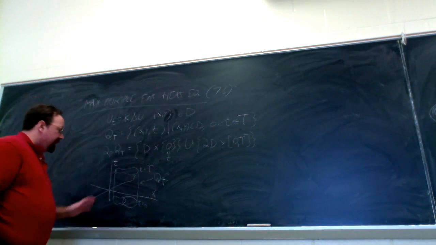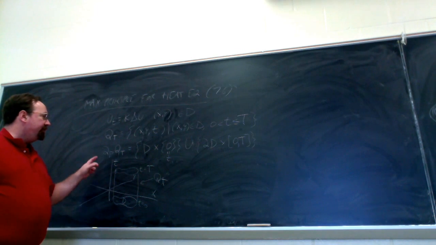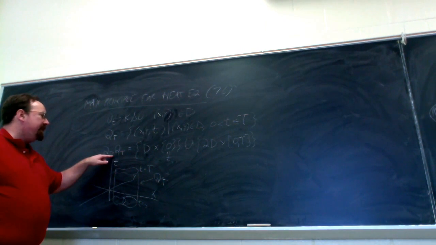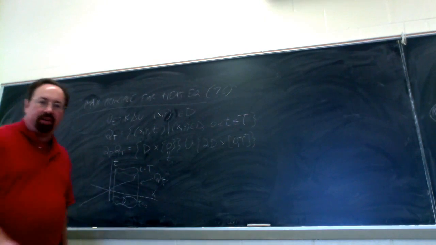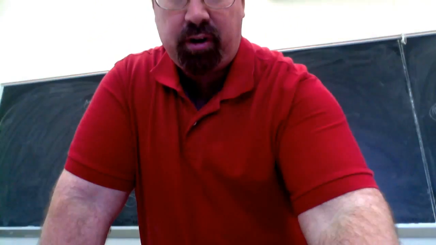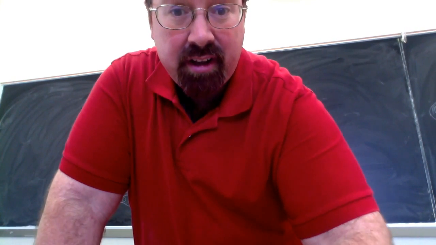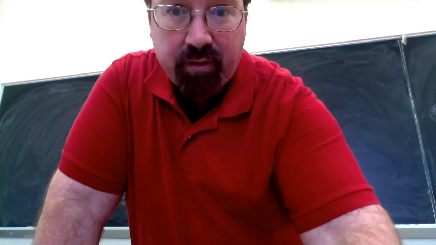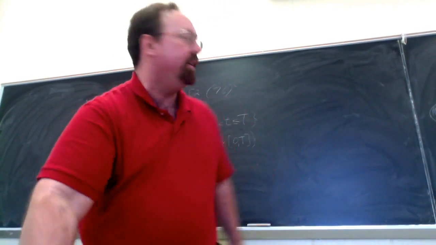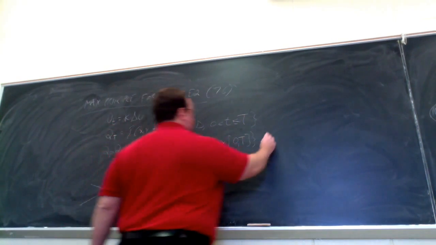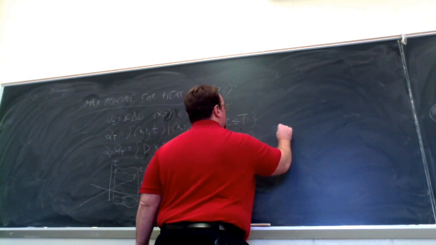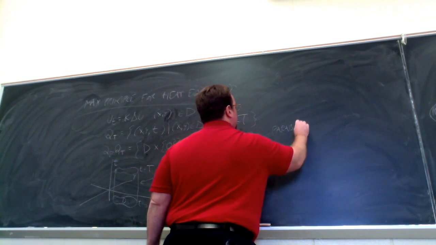Now, as far as this boundary sub P here, I'm not really sure what else to call it, and I don't know if the book has a different term for it, because it is not the entire boundary. Okay, there's a term for it. This is called the parabolic boundary.